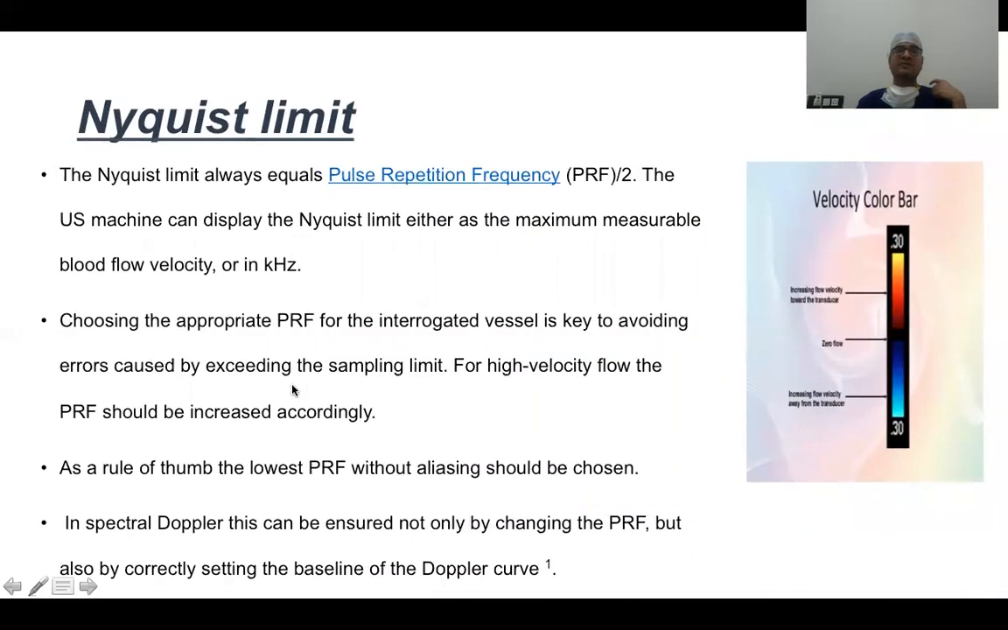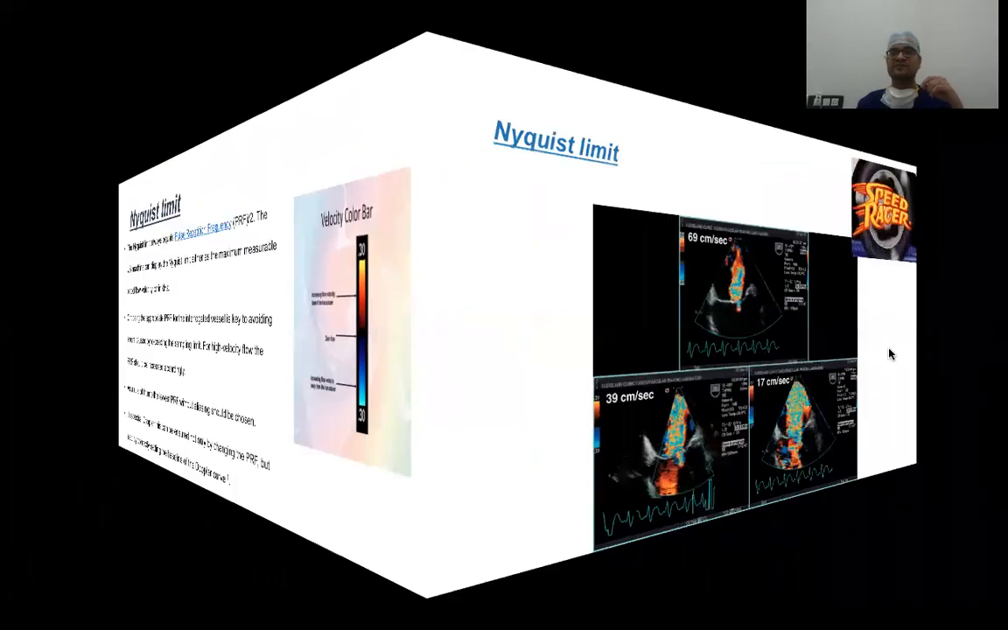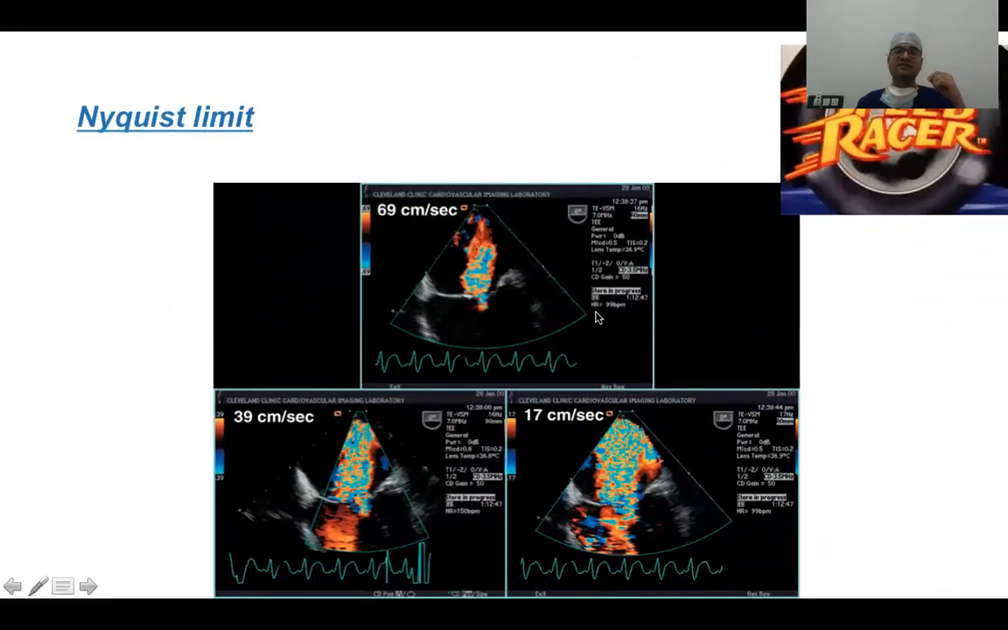Errors occur by exceeding the sampling limit. For high velocity flow, pulse repetition frequency should be increased accordingly. As a rule of thumb, the lowest PRF without aliasing should be chosen. In spectral Doppler, it also can be done by adjusting the baseline. So this is the limit where we are seeing the plus 0.3 and minus 0.3, and this is the zero line, which is the baseline. So here we can see as the Nyquist limit is decreased, the jet area of the mitral regurgitation goes on increasing. Optimally, what we use is between 40 to 70 in the flow study.